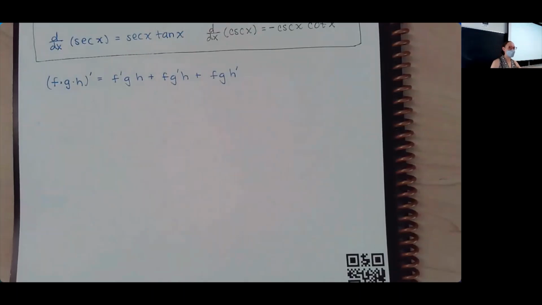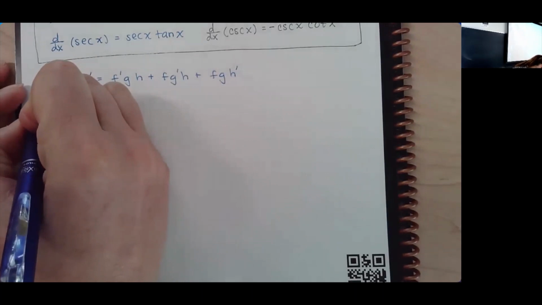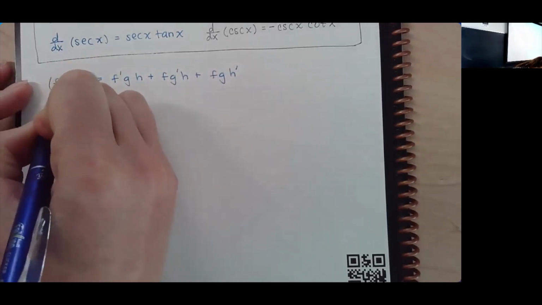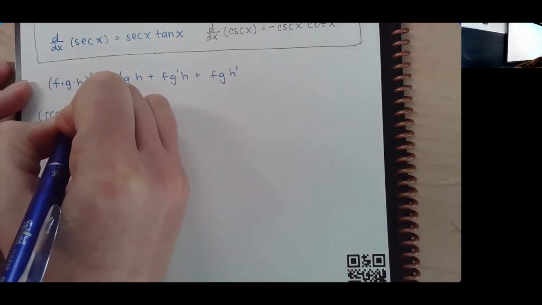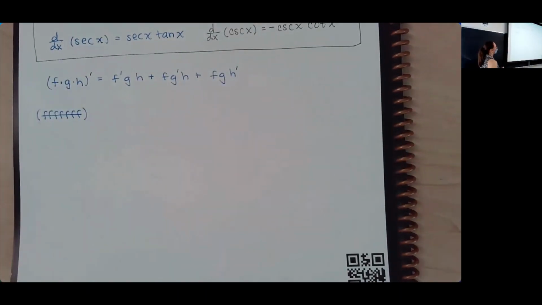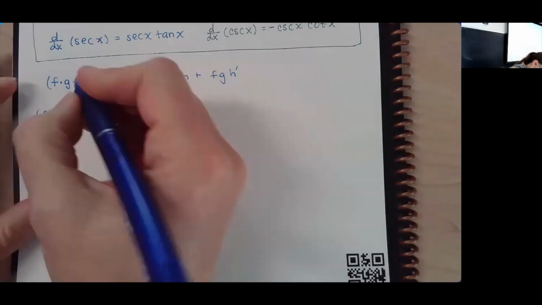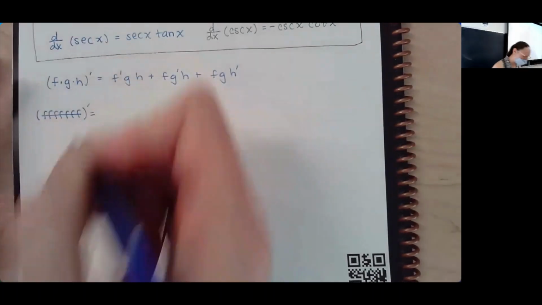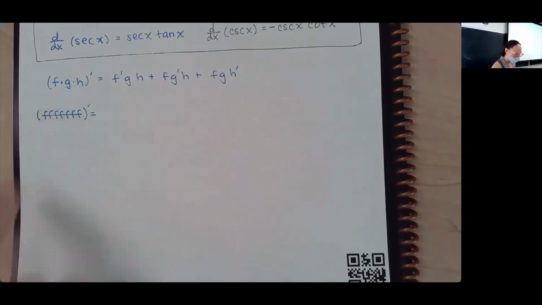Somebody pick a number between 5 and 10. 7, awesome. 7, I'm gonna fit 7 in, I promise. Okay, so I'm gonna have 1, 2, 3, 4, 5, 6, 7. I'm being lazy. That's a bunch of F's multiplied together. How many of them? 7. Okay, so when I take the derivative, I'm gonna write those 7 F's 7 times.